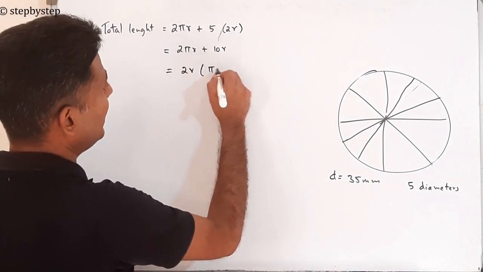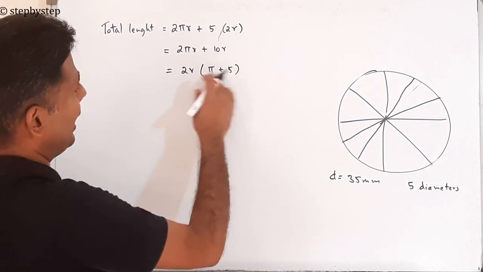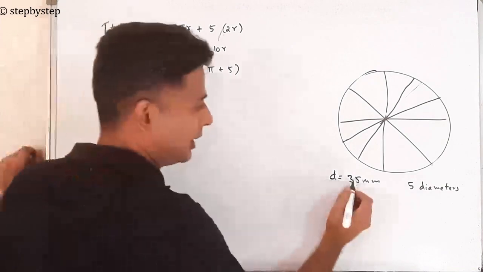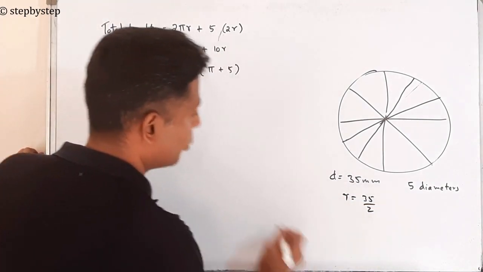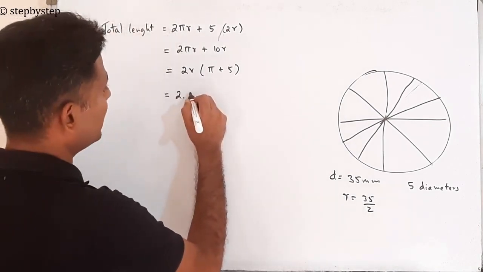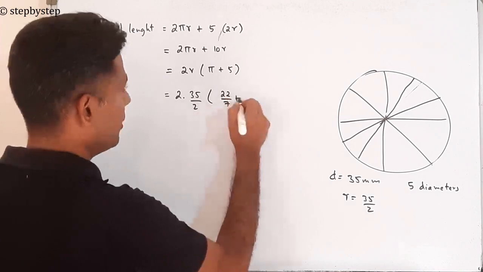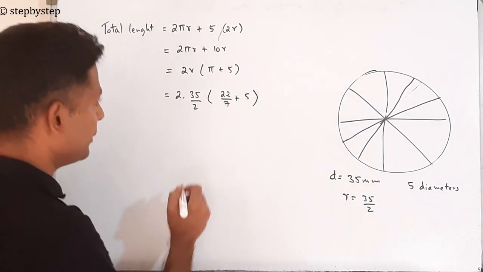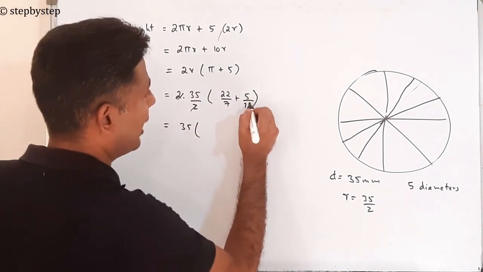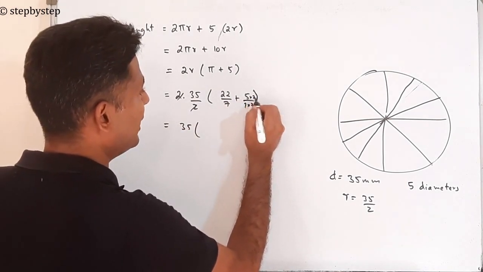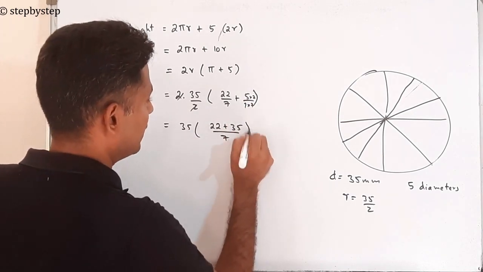What remains is pi plus 5. Alright, so I have simplified it as much as possible. Now the diameter is 35, so the radius is 35 by 2. So we get 2 into radius 35 by 2 into pi, that is 22 by 7, plus 5. The 2 and 2 cancel. We get 35 into 22 by 7 plus 5.